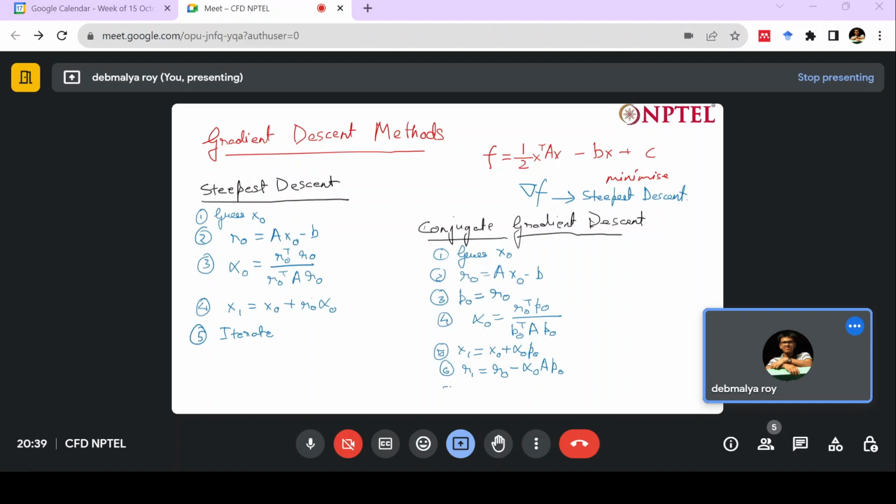Then you take beta 0, which is equal to r1 transpose r1 divided by r0 transpose r0. This is p0. And from here you will find out p1. So p1 is r1 plus beta 0 p0. Then after that you will again go back to this step number 4 and calculate till your residual, which is r1 in this case, falls below a certain threshold.